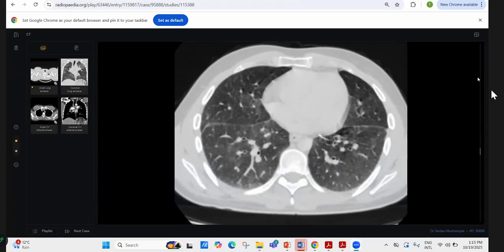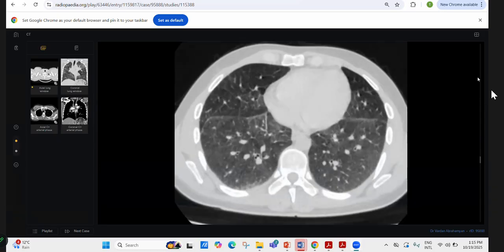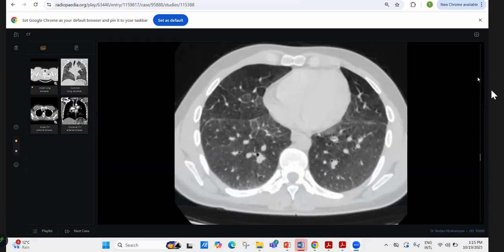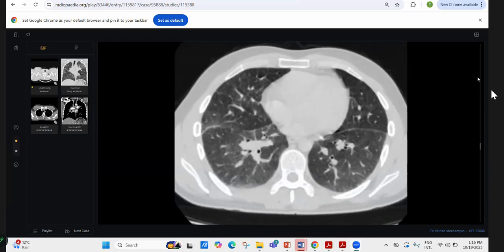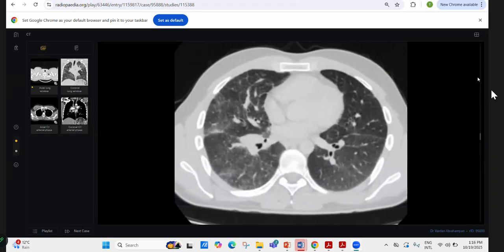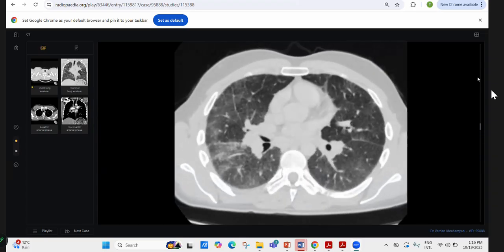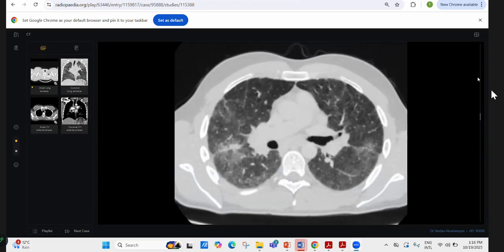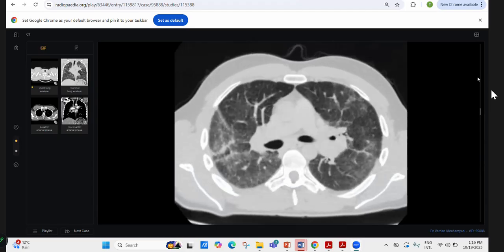So I would like to know if this is a middle-aged female patient, and I would also like to see the mediastinal windows to see any lymphadenopathy to suggest sarcoidosis. So, ma'am, can I see the mediastinal window? Yes.